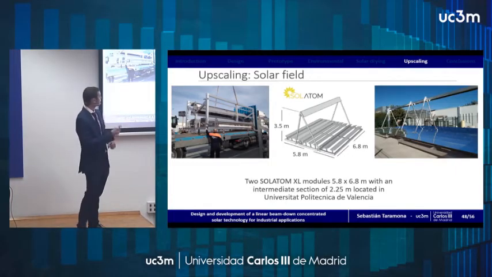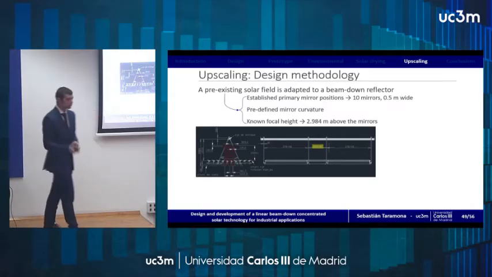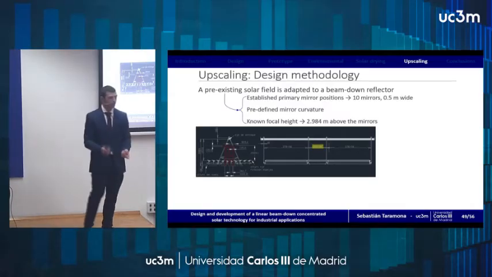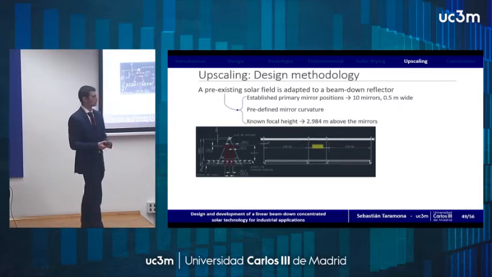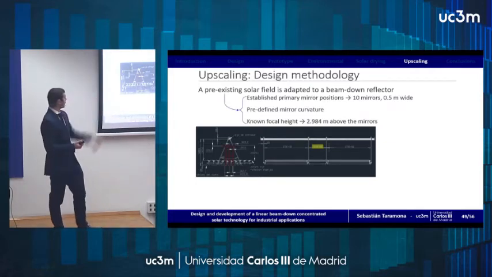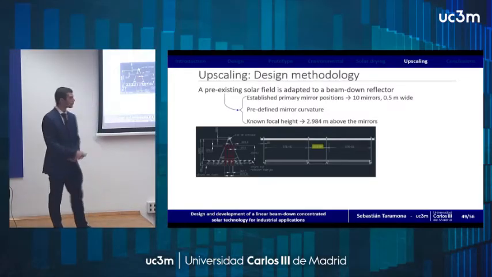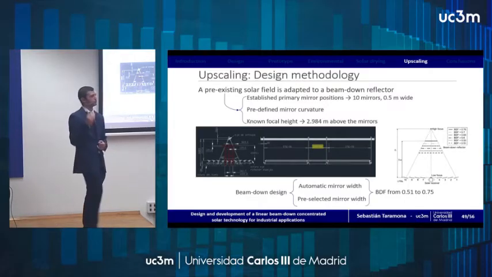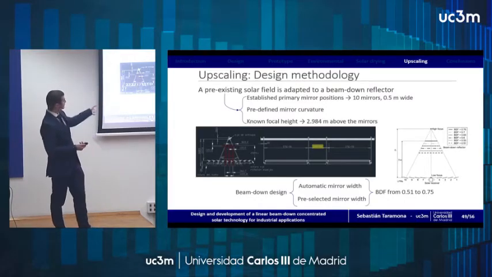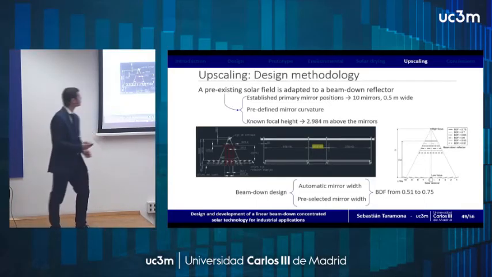In this case, as the solar field was completely predefined, we could not design the primary mirror field, nor the focal height. So those are input parameters. Also the width and the curvature. The only thing that we could work with is the beam down fraction once again. That's the beam down height related to the focal point. In this case, we analyzed them between 0.51 and 0.75.